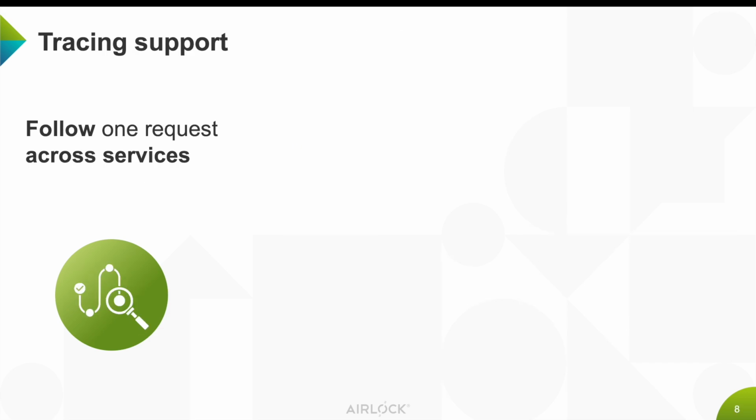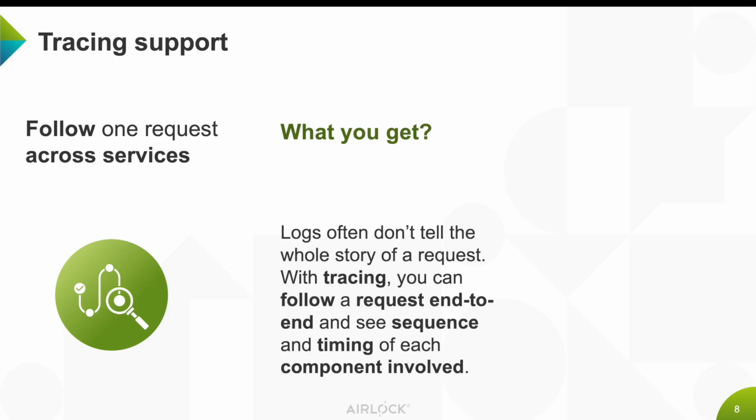Troubleshooting in Kubernetes can be hard because a single request typically crosses multiple pods and services. Logs alone often don't tell you where the time went or which hop failed. That's exactly what distributed tracing is for. It lets you follow a request end to end and see the sequence and timing of each component involved.